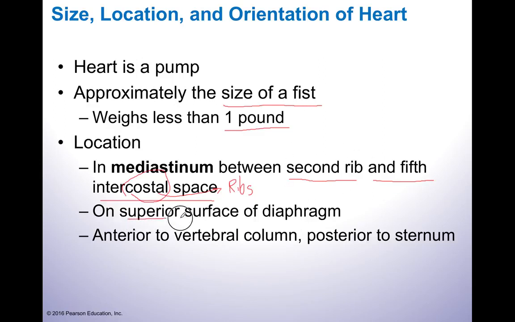It sits above the diaphragm, which is basically the dome-shaped muscle that we have in our body. And it is anterior to your vertebral column. So basically, if you want to think about the spinal cord, your heart sits in front of it. And it's posterior to the sternum, which is basically your breastbone. Breastbone is the bone that, if you have open heart surgery, they cut through to get access to the heart itself.